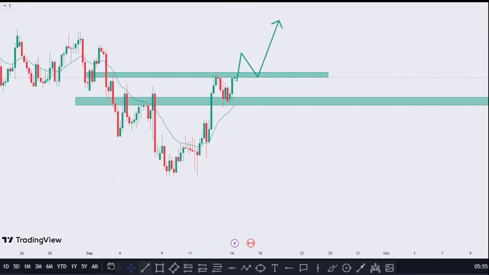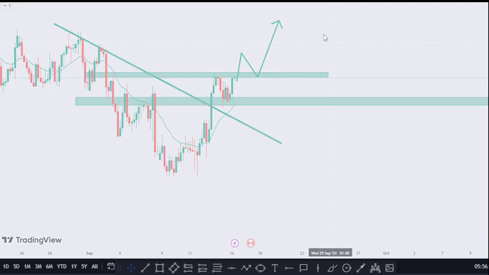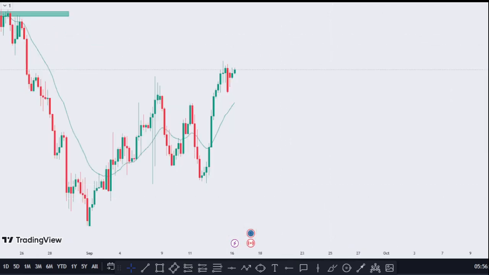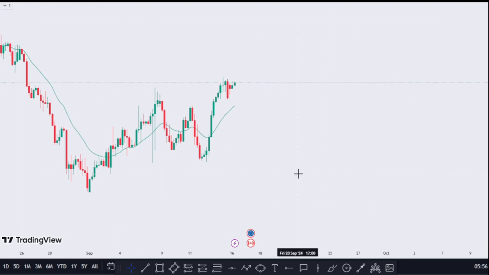Another factor to back our sentiment is that the daily downtrend line has been invalidated, right? Price is now trading above the daily downtrend line. Price action is also trading above our moving average, which makes it a valid bullish price action structure.